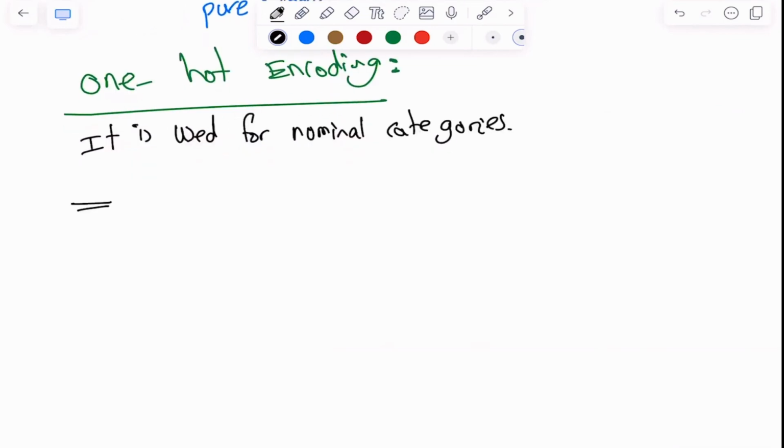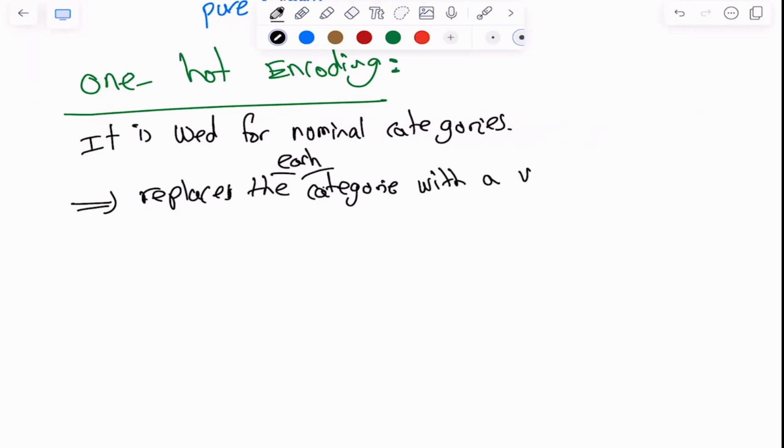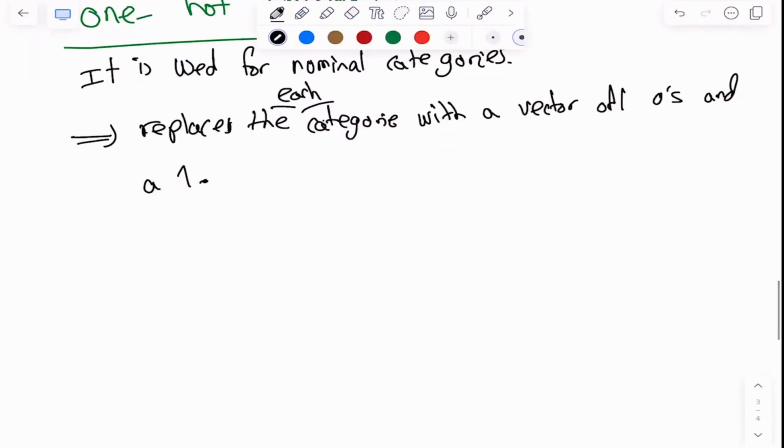What it does is replace each category with a vector of all zeros and a 1. For clarity, I write it like this: all zeros and a one. All right, so let's see what it does. Let's take color as an example. We have red, we have blue, and we have orange.